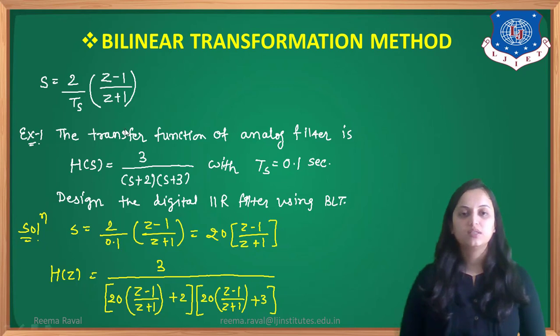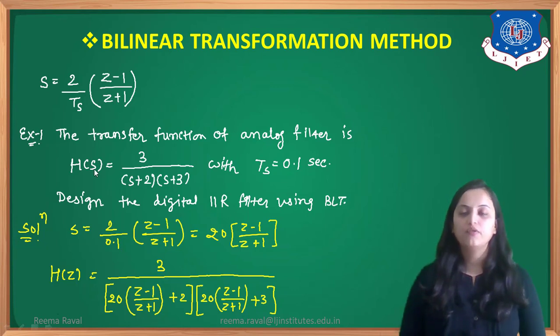Here the data given to us is the transfer function of the analog filter, H of s, equals 3 upon (s plus 2) into (s plus 3), with Ts equals 0.1 second. Design the digital IIR filter using BLT, that is the bilinear transformation method. Here s equals 2 upon 0.1 into (z minus 1) upon (z plus 1), so it will become 20 into (z minus 1) upon (z plus 1).